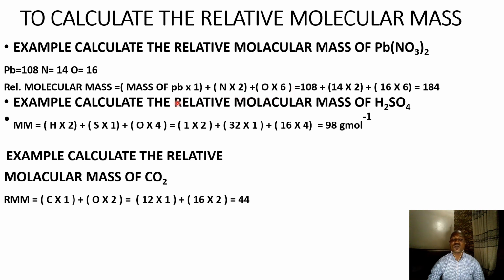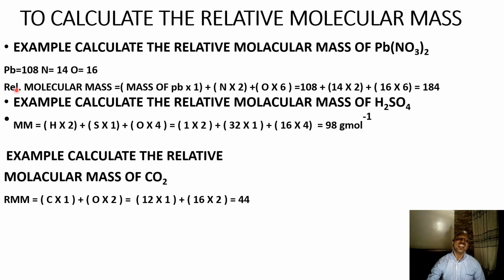Now, how do we get the mass of lead times 1? Because there's only one lead in the formula. How do we get the mass of nitrogen times 2? Because there are 2 nitrogens. Look at the 2 outside this bracket. If you multiply it by the N, nitrogen, you have N times 2. Then oxygen is 3 in the bracket. Multiply by the 2 outside the bracket, it becomes 6. So we have 108 plus, open bracket, 14 times 2, close bracket, plus 16 times 6. When you do this arithmetic, you arrive at 184. Remember, it's relative molecular mass, so it does not have a unit.